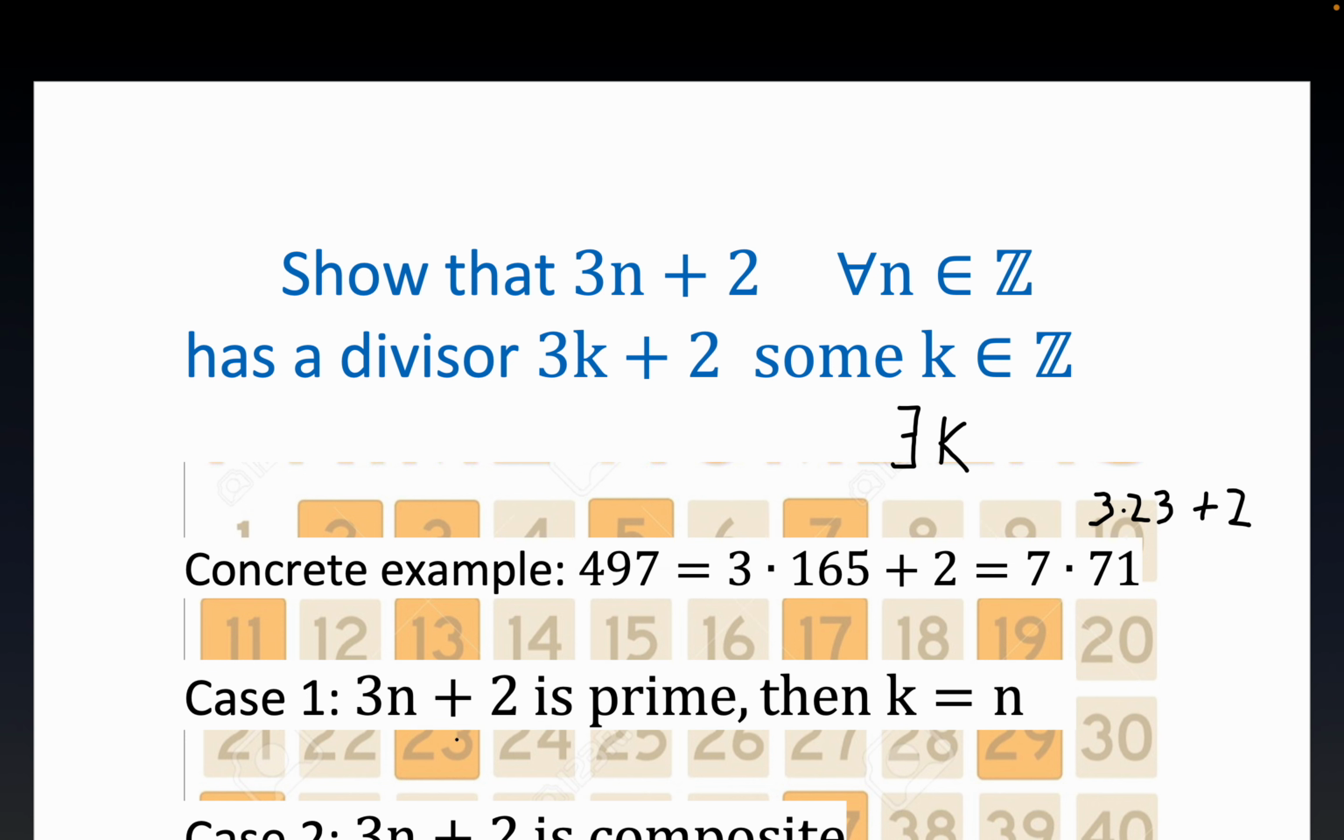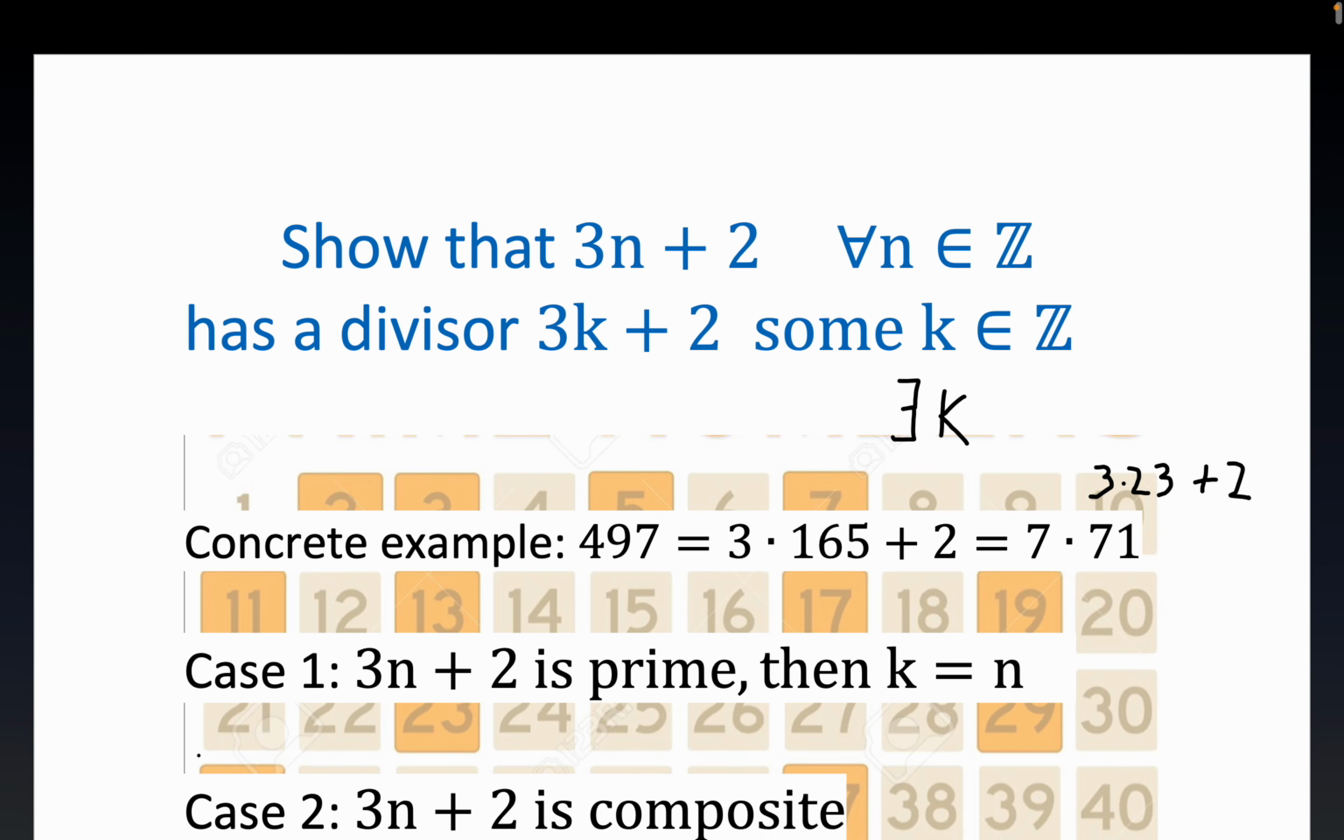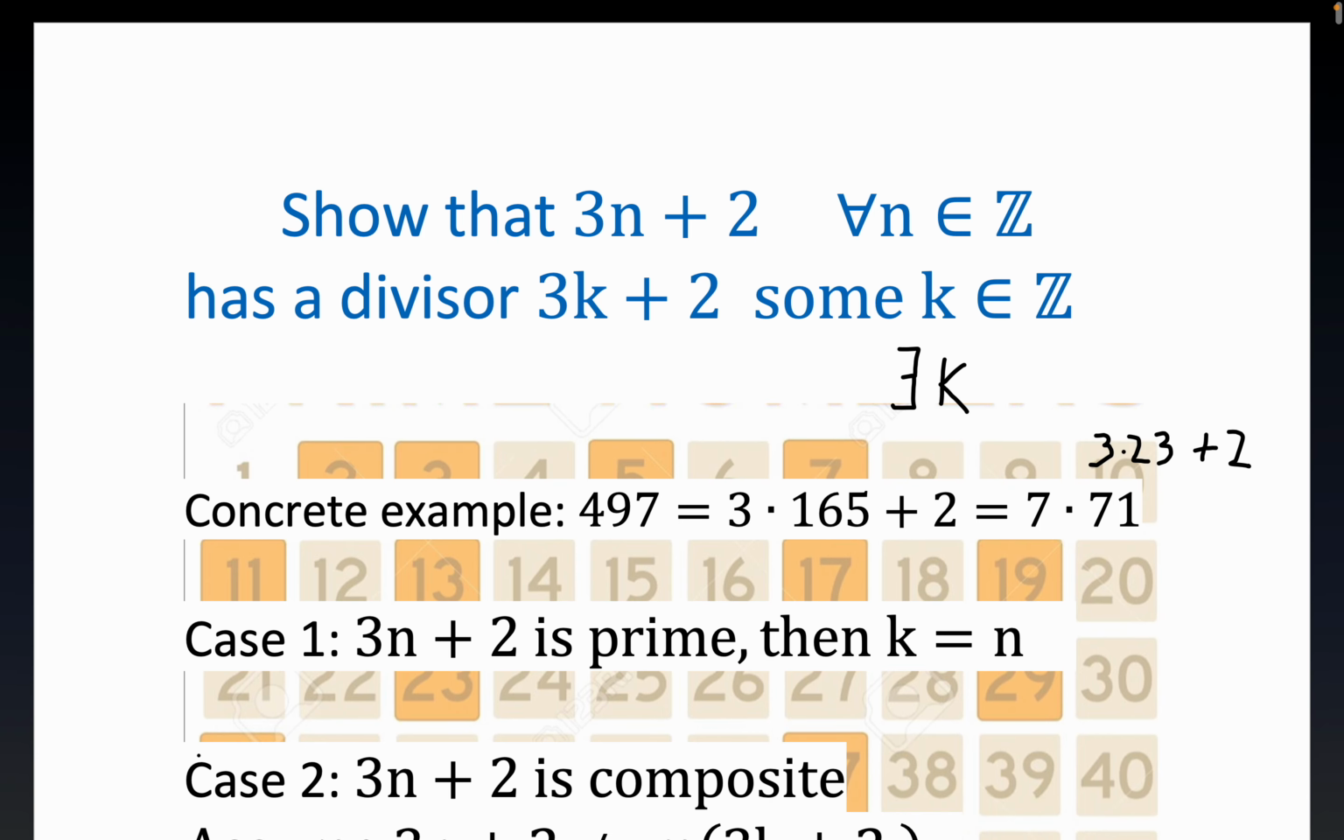The simplest case is if this number is prime. For example, 17 would be in the form 3 times 5 plus 2. So you're done if it's prime, because any number is a divisor of itself. We would just take k equal to n. So case 1 is trivial. I'll say that without the slightest sense of pretension.